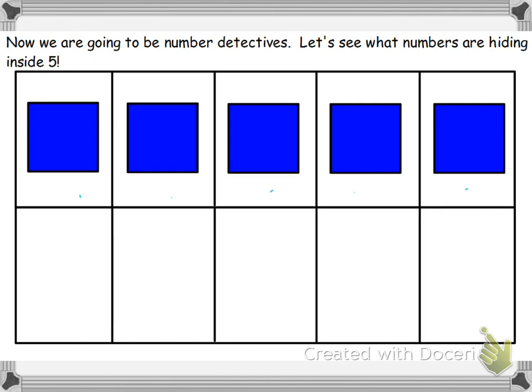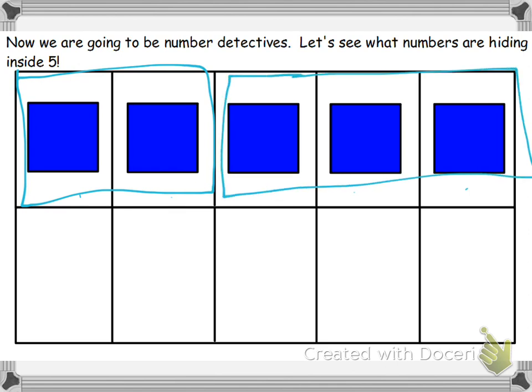Okay? So now that we know that there's 5 squares in a group of 5, we're going to be number detectives. And we're going to see what numbers are hiding inside of 5. Well, I see 2 and 3 hiding inside of 5.